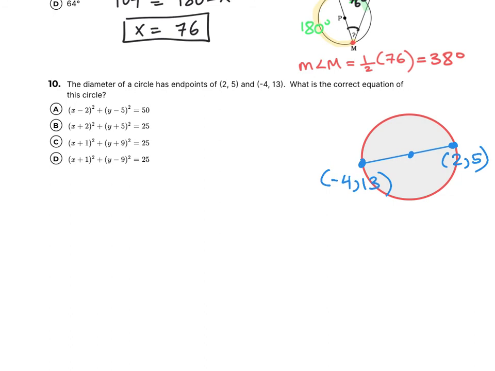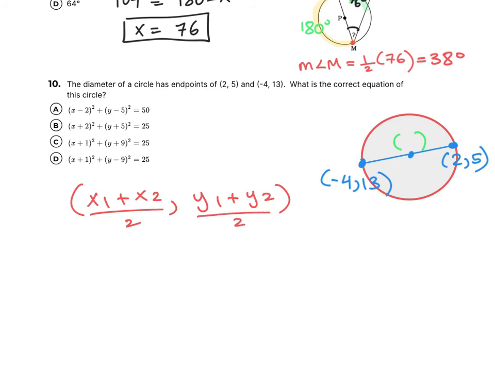So definitely to find an equation, I need a center and I need a radius. Now keep in mind that the center is the midpoint of the 2 points of the diameter. So I can use the rule that tells me that x1 plus x2 divided by 2 and y1 plus y2 divided by 2 would give me the center, which is the midpoint of the diameter. So this is your x1, y1, and this is your x2, y2.